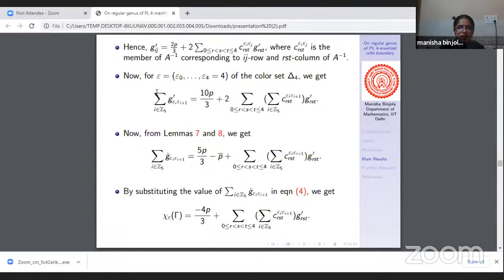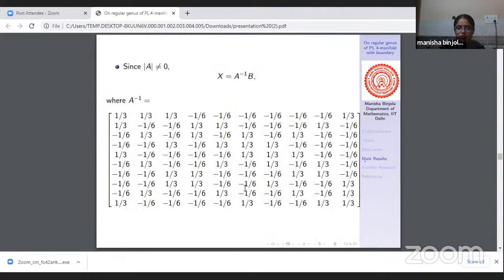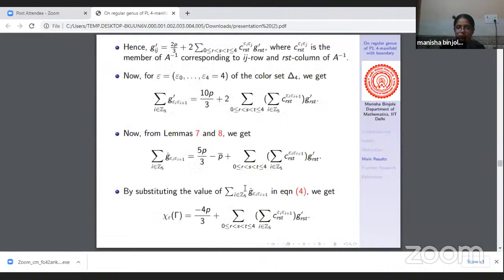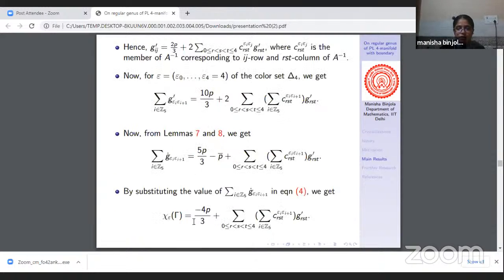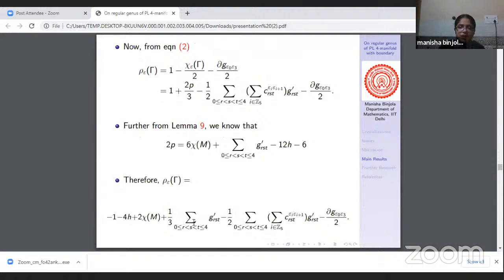Now we take the summation with the required suffix. It comes to this. Using lemmas 7 and 8, we have proved this, and then we substitute the value of this in equation 4, which was for chi epsilon gamma. And then from equation 2, where we defined the regular genus concept, rho epsilon gamma equals this. And then using the value of chi epsilon gamma from here, these are all just calculations.